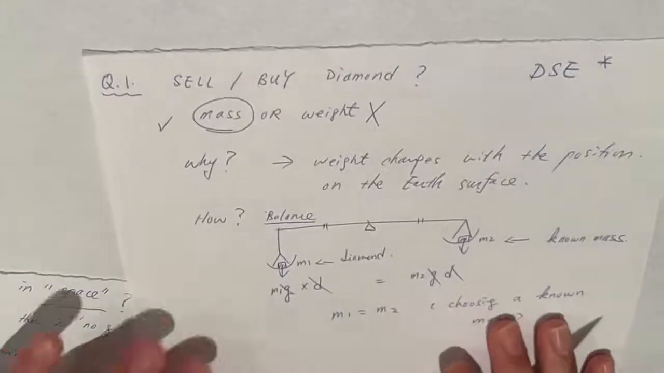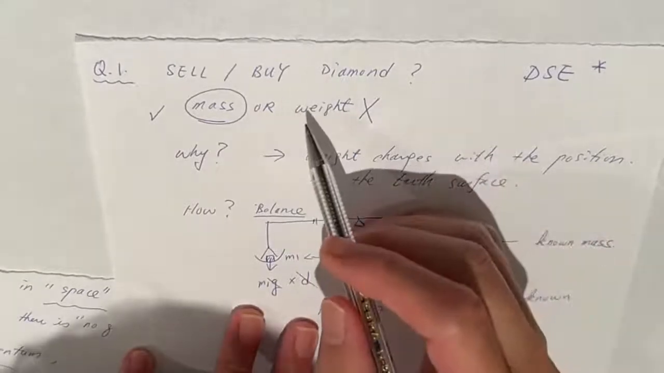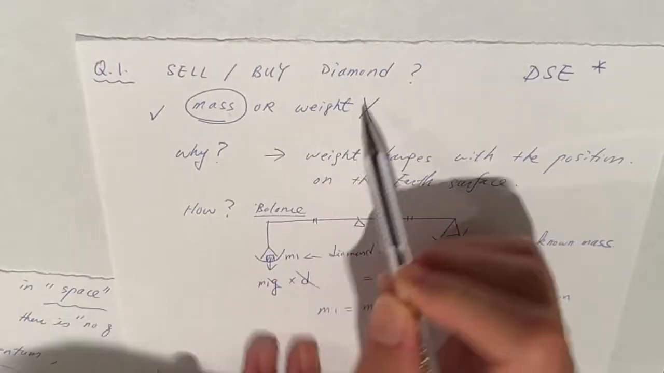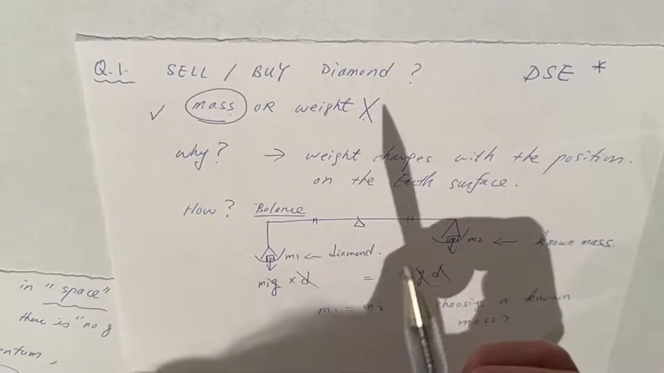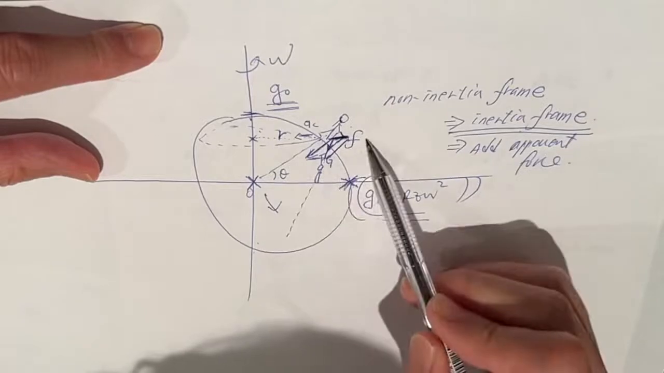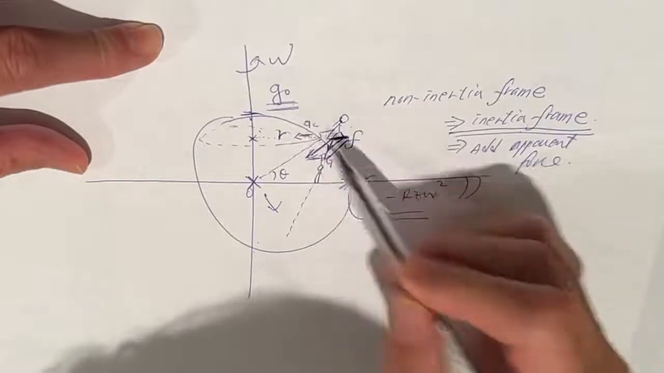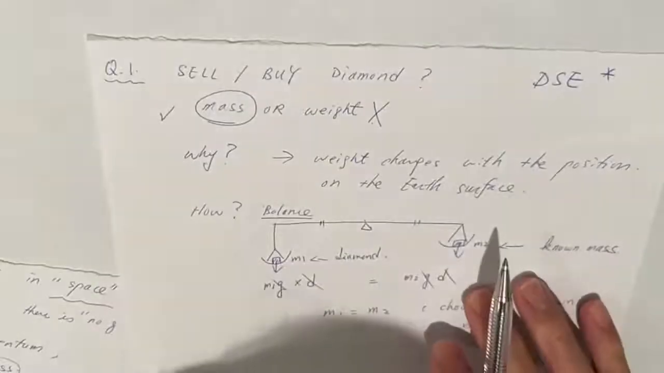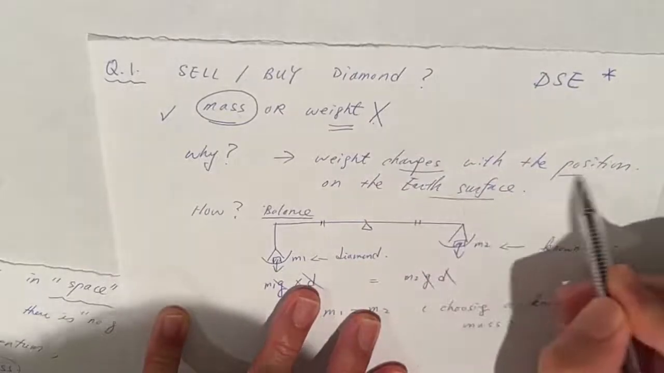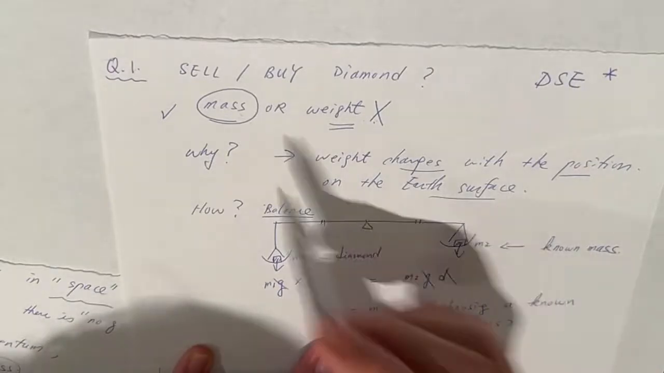Now suppose you are going to sell or buy a diamond, okay? Will you use mass or weight? Now, if you understand what I was talking about before, you can see that if you use the weight, that means by Newton's second law you get a different value of gravity at different positions on the Earth's surface. So we cannot use weight. Why? Because the weight changes with the position on the Earth's surface. So we need to use mass.